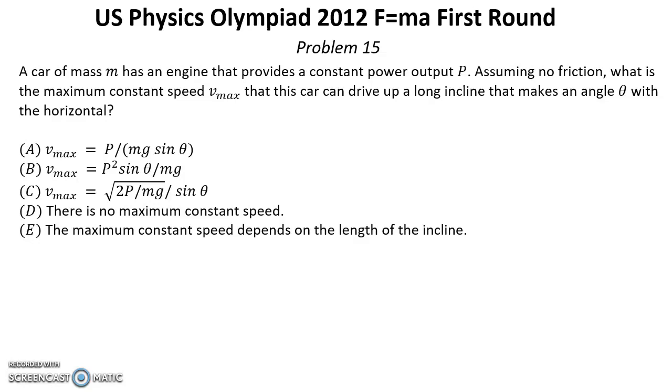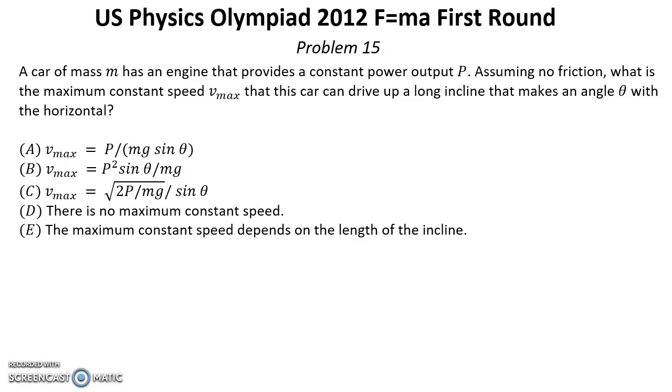Solution. We know that power equals force created by engine multiplied by speed. In our case, because the car is going with a constant velocity, it means that the force created by the engine must be equalized by part of the force of gravity in the opposite direction.